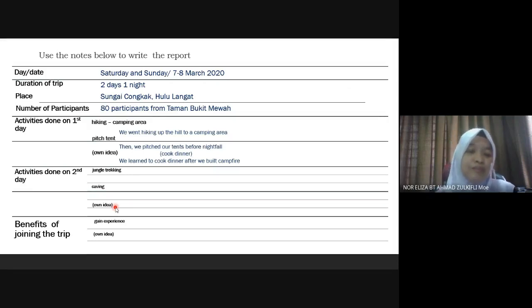The first day you have playing games, night owl, you go night walk, and you have cooking, you cook dinner. What can you have on the second day of your camping trip? Remember, it's 3 days, 2 nights. So this is after one night, the second day. What would be the activity that you do for the second day? Your own idea. I don't want jungle trekking and I don't want caving.